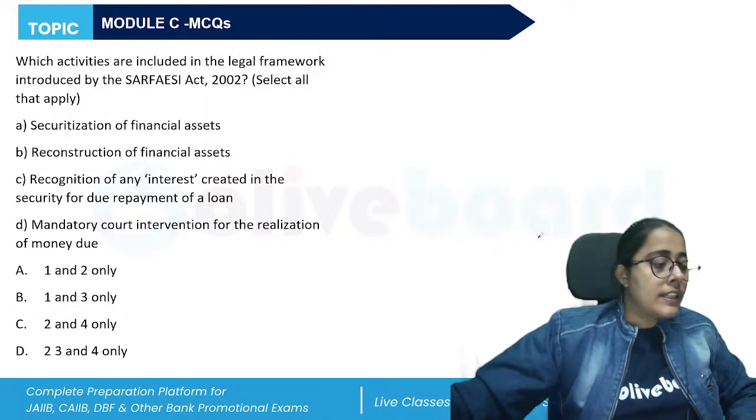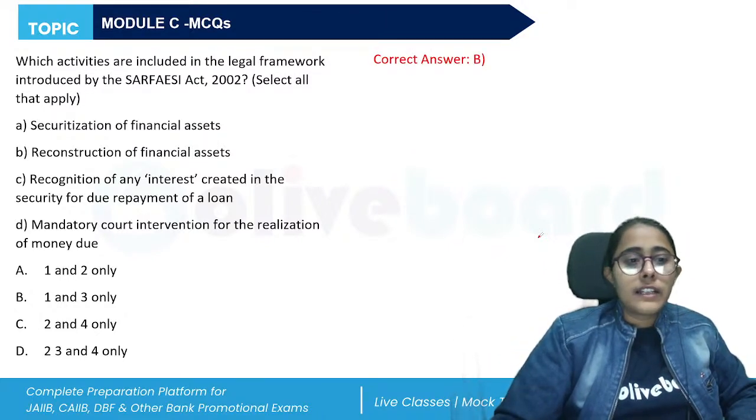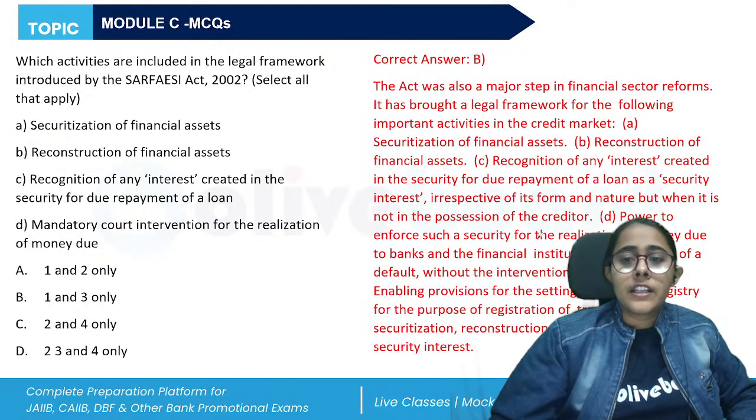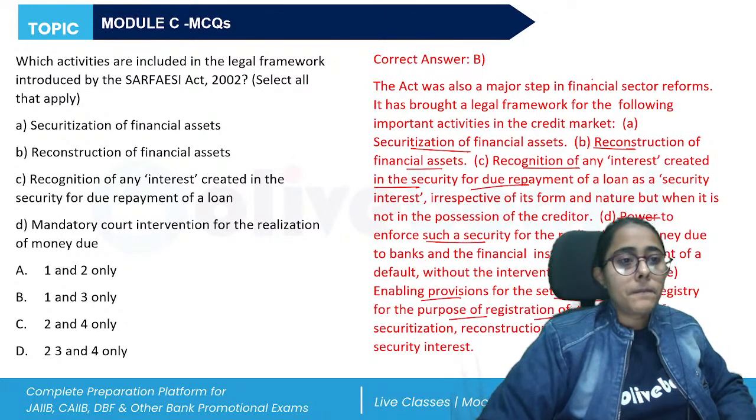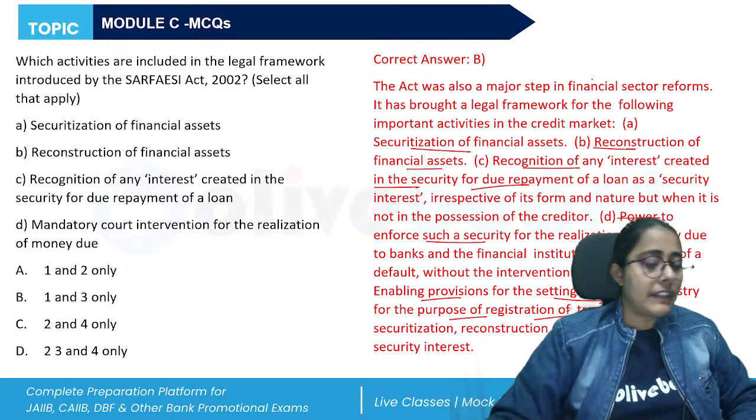Alright, so now let us see the correct answer. Correct answer is option B, that is 1 and 3 only. The SARFAESI Act includes securitization of the financial assets, reconstruction of the financial assets, recognition of any interest created in the security for the due payment, power to enforce such security for the realization of money, and enabling provisions for the setting up of a central registry for the purpose of registration. All right, so these will be included in the legal framework.